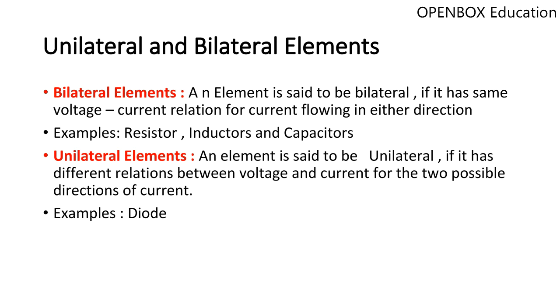Bilateral elements. An element is said to be bilateral if it has the same voltage-current relation for current flowing in either direction. Examples of bilateral elements are resistors, inductors, and capacitors. Unilateral elements. An element is said to be unilateral if it has different relations between voltage and current for the two possible directions of current. Example of unilateral element is diode.